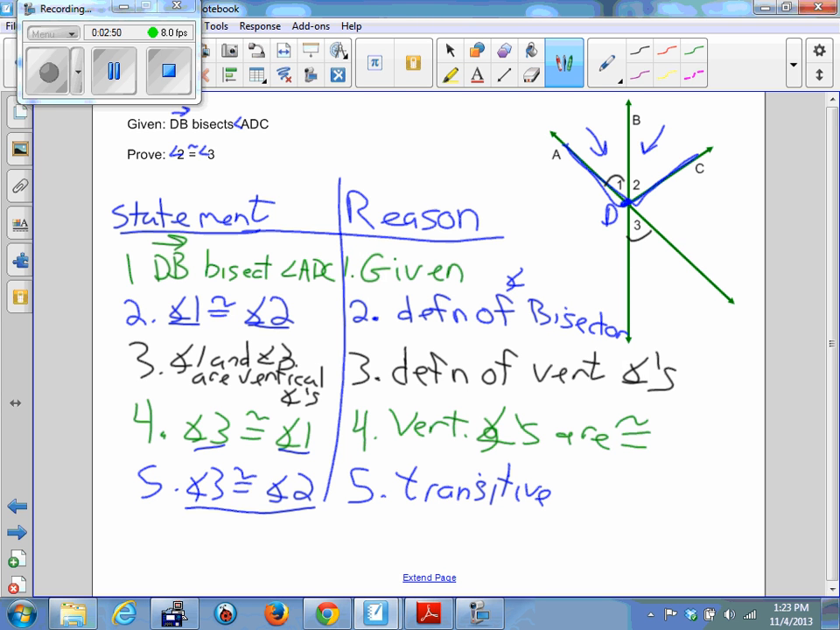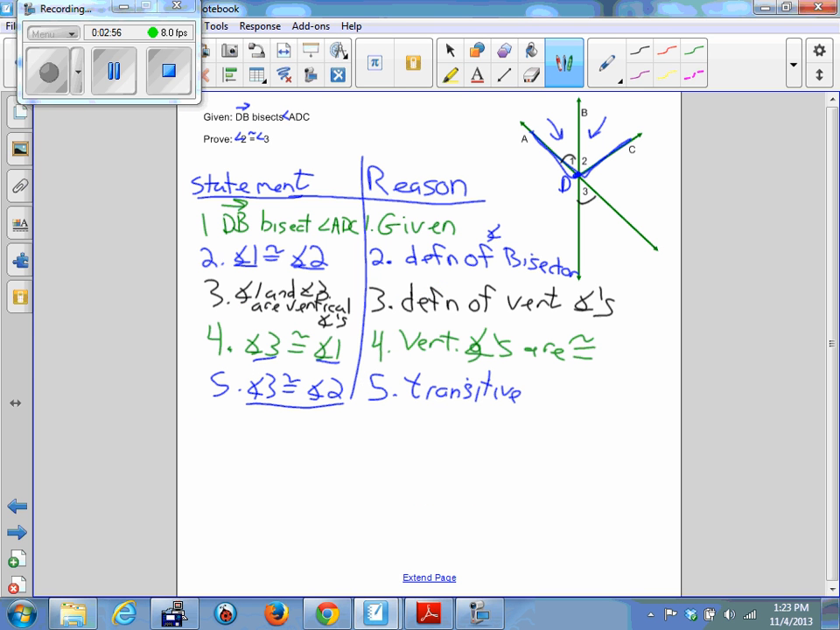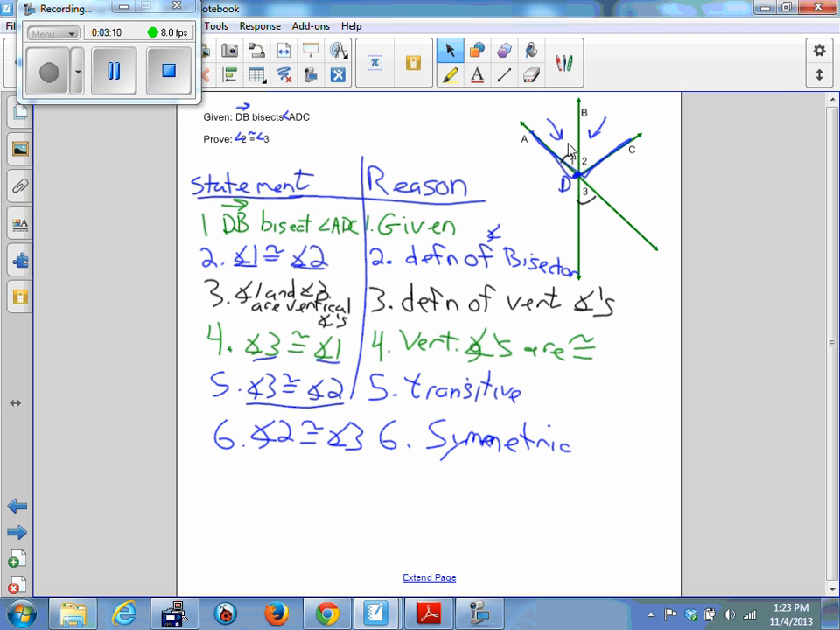All right? And then if you look at what we're trying to prove, 2 is congruent to 3. We kind of have that, but we have it backwards. So number 6, we're going to put angle 2 is congruent to angle 3. The reason for this, we're just doing symmetry. Oh, there's 2 M's there. Symmetric property, or however you want to finish that.